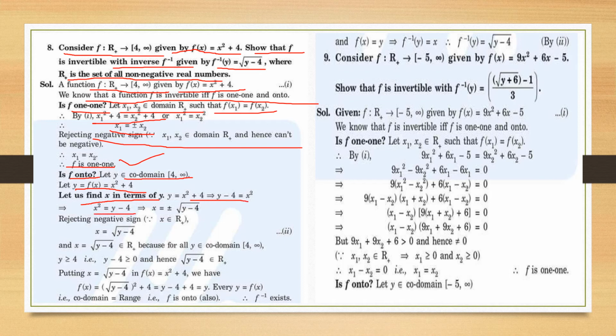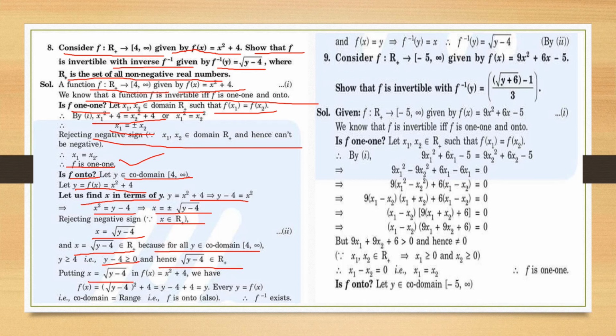x square equal to y minus 4, which is equal to plus minus root y minus 4. So again x belongs to R positive, so I'll reject the negative sign, and x is root y minus 4. So that means x equal to root y minus 4 belongs to R positive, because for all y belonging to codomain 4 to infinity, y minus 4 is always positive, right? And hence this root y minus 4 belongs to R positive.